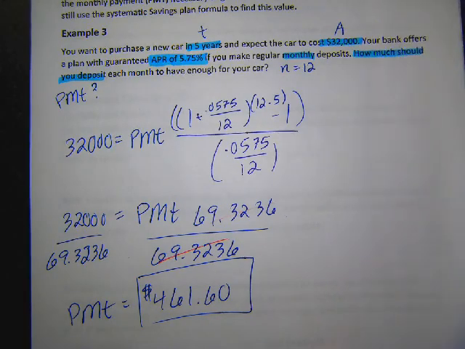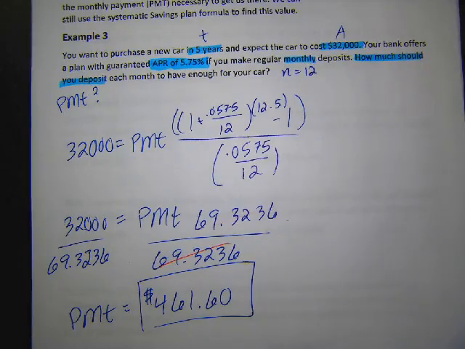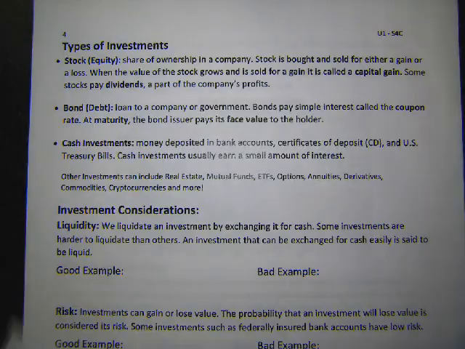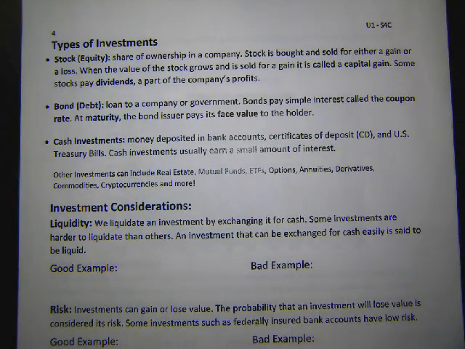But this would be the other idea. This would be planning ahead. Okay, so this is the systematic savings plan formula. Let's talk a little bit about what you might actually use this to invest in. A lot of people will do things like invest for retirement or for college. They'll put these monthly payments in and they'll use that to save up.